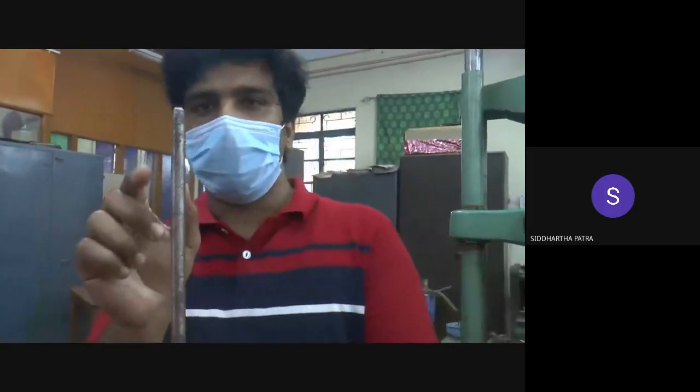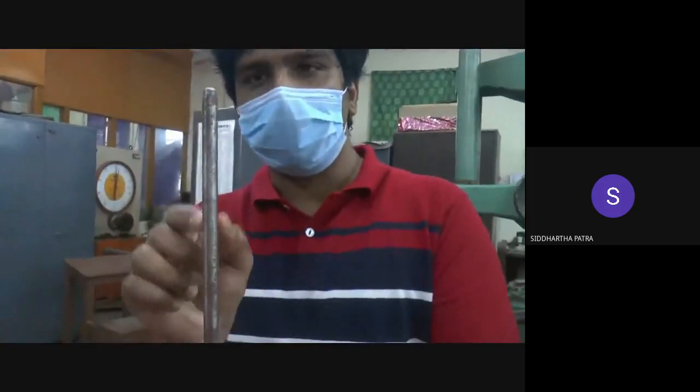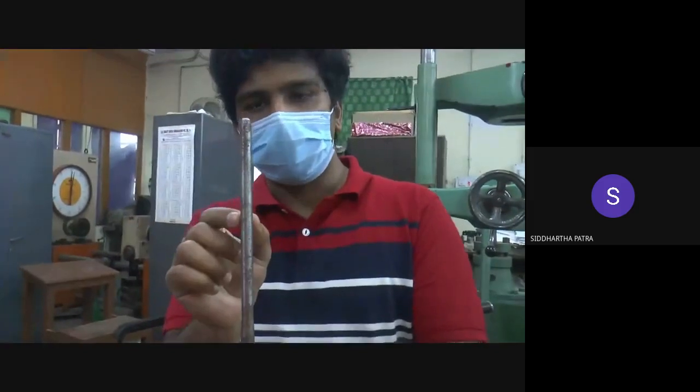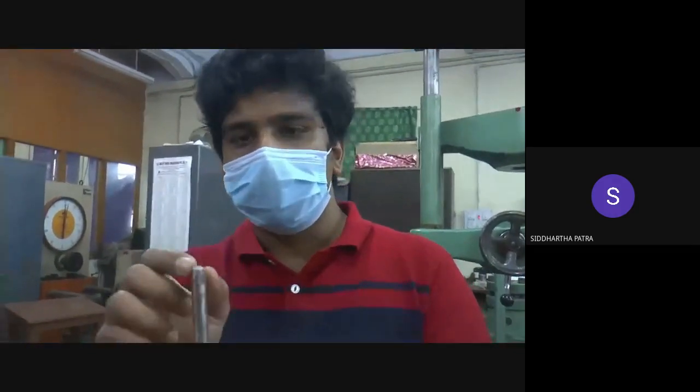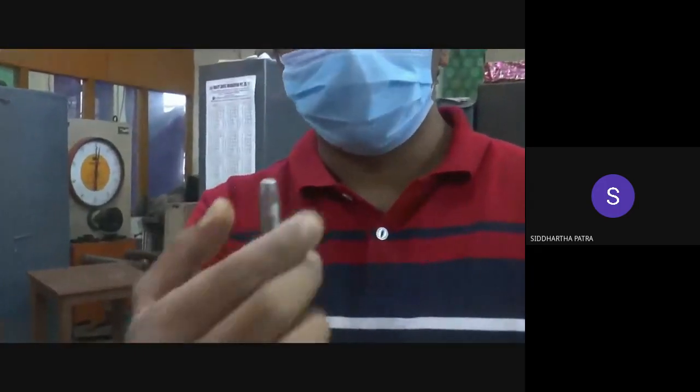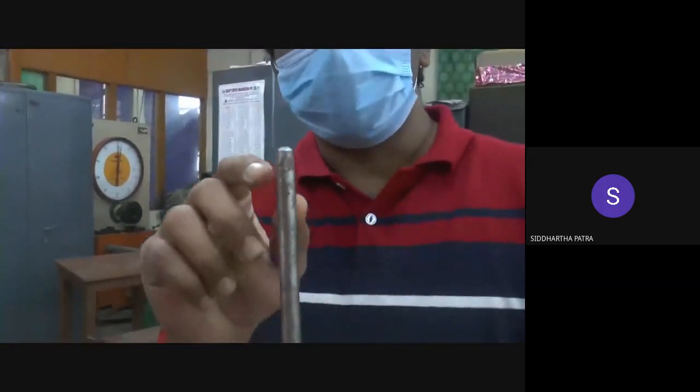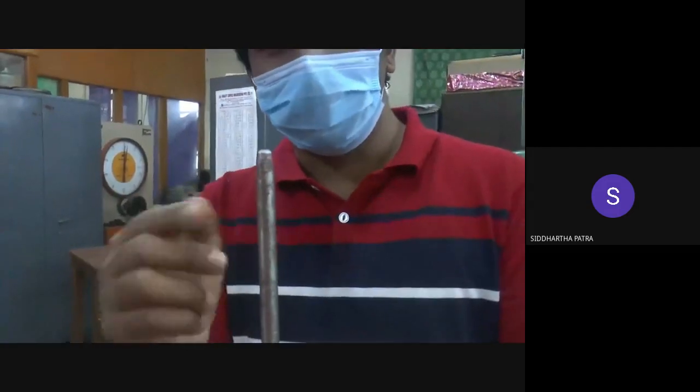Now, the amount of reduction in the cross section is actually an indication of the ductility of the material. If the material is perfectly ductile, this portion would actually end at a point. But as you can see, it has not. So this has a certain amount of brittleness in it.